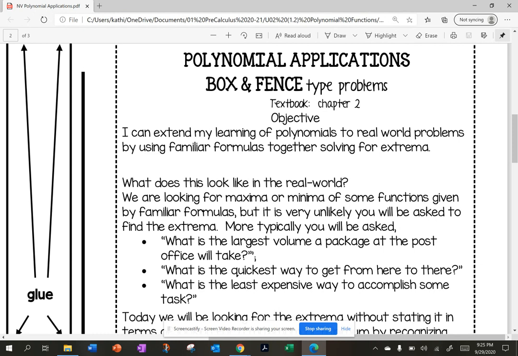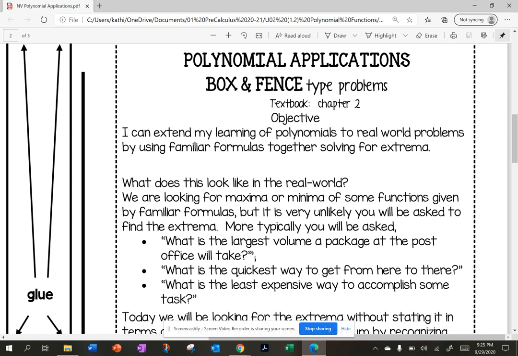solving for extrema. And what does this look like? Instead of asking for solving for a minimum or a maximum, the kind of questions that are asked are, what's the largest volume package the post office will take, or what is the quickest way to get from here to there, or what is the least expensive way to do some tasks. So these are minimum and maximum problems, but they don't say the words minimum or maximum.